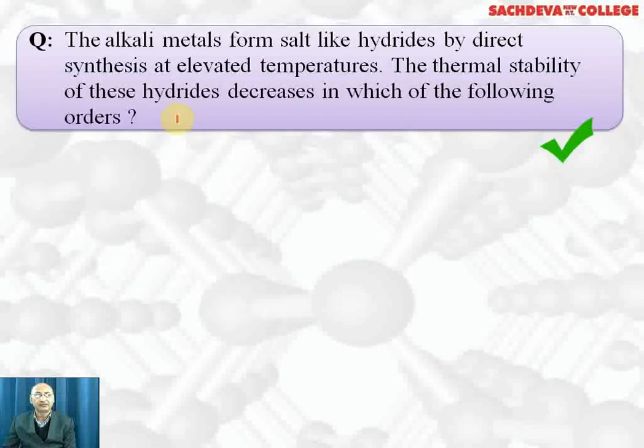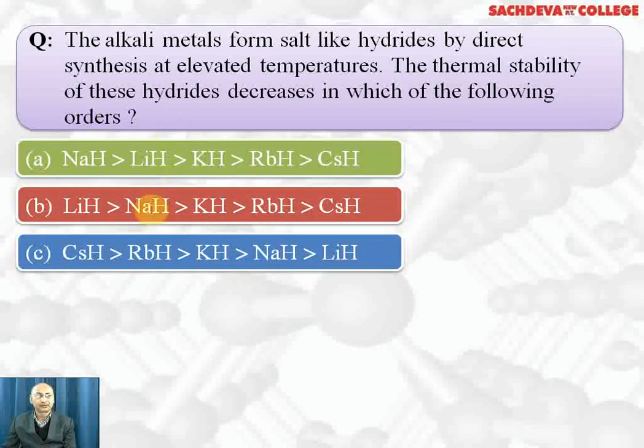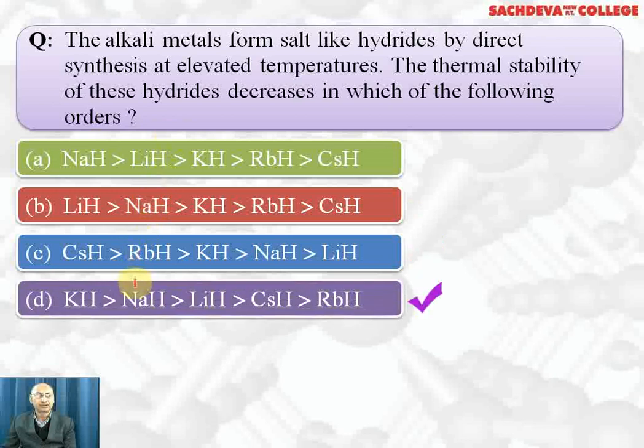The alkali metals form salt-like hydrides by direct synthesis at elevated temperature. The thermal stability of these hydrides decreases in which of the following orders? A part, B part, C part, and D part. Correct answer is B part. Lithium hydride is most stable, and as the atomic size of the alkali metal increases, stability of hydrides decreases. So B part is the correct answer.